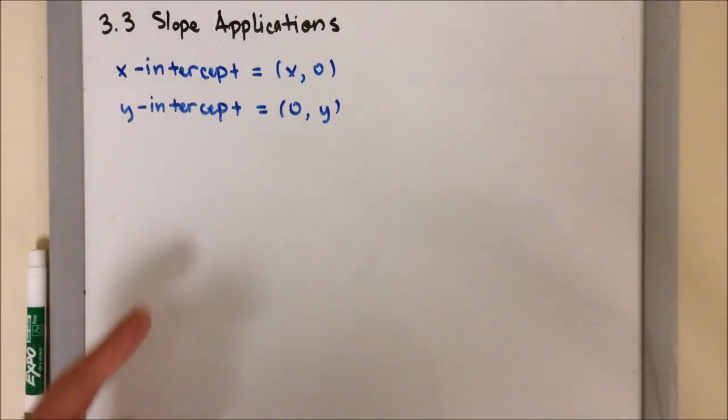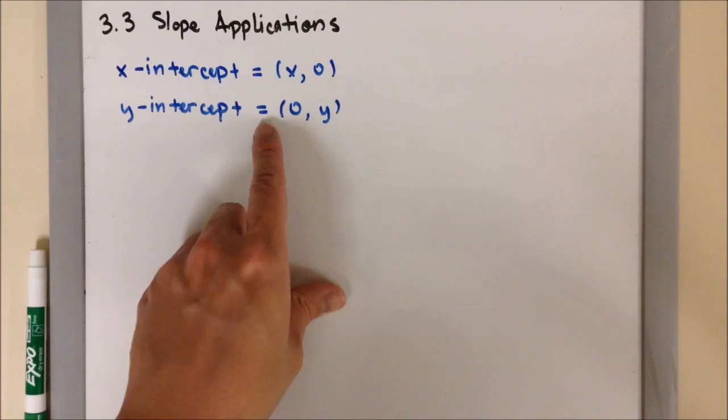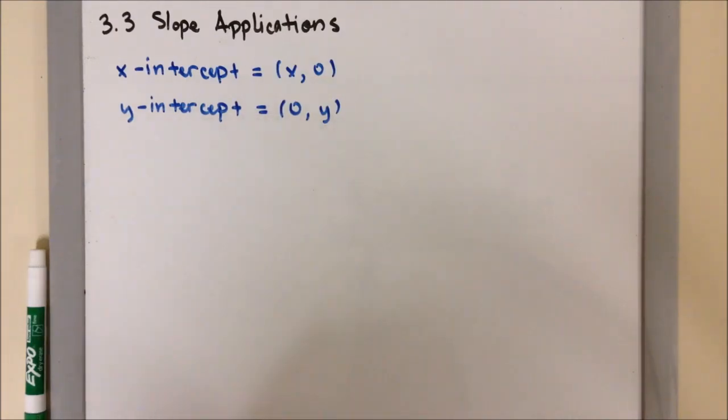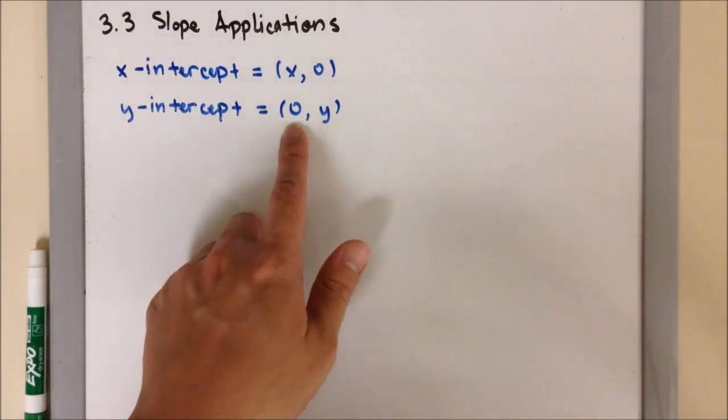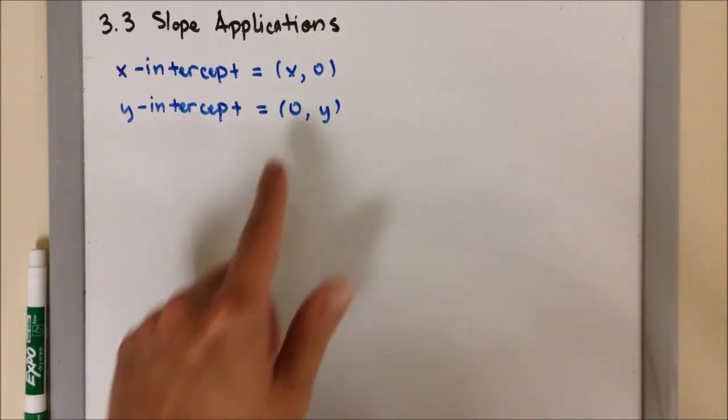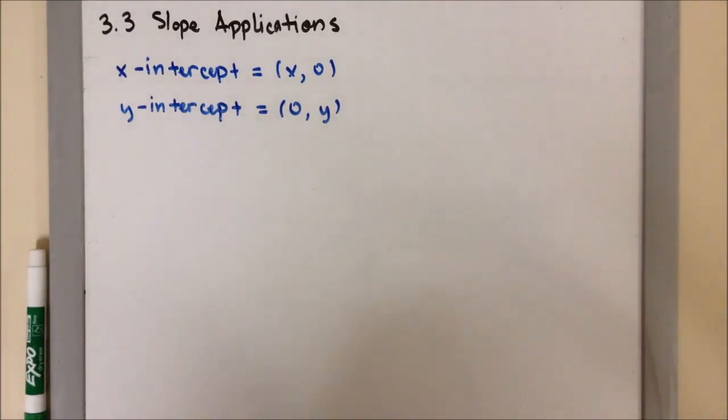Now for the y-intercept, it is in the form of 0, comma, y, meaning that you're looking for the y value while your x value is always 0. So I repeat, for your y-intercept, your x value is always 0, and you're just going to do the work in order to find a value of y.